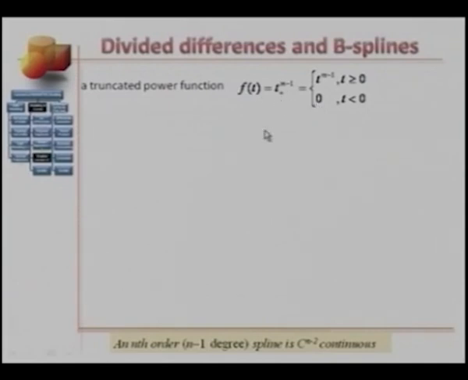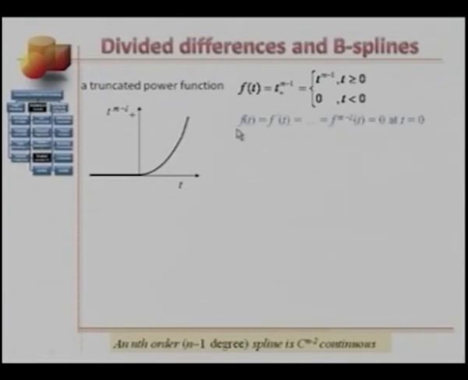Let's see how the plot of this function looks. This is how this truncated power series function goes as t increases. For values of t smaller than 0, this function is 0. For values of t greater than 0, this is a pure polynomial of degree m minus 1. You can see this polynomial is getting truncated at t equals 0. Now let's look at certain properties of this truncated power series function.